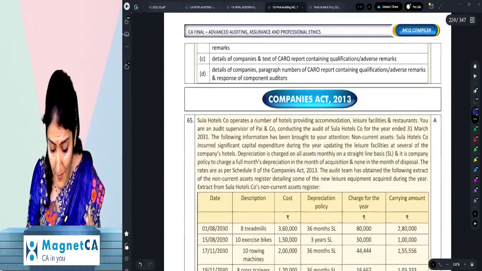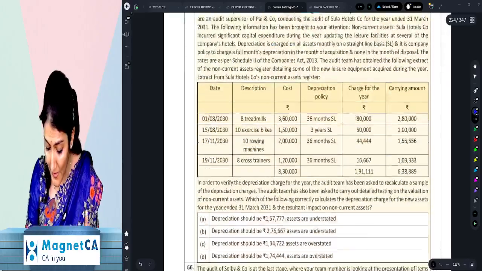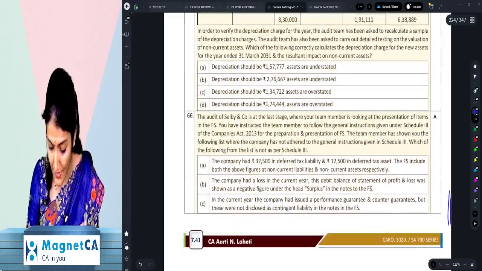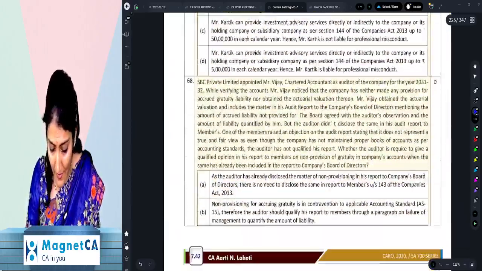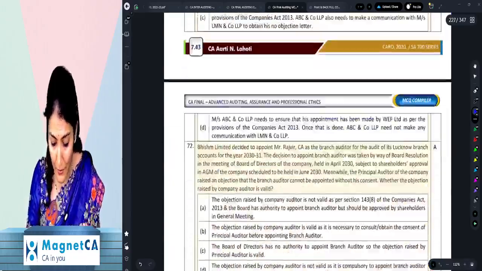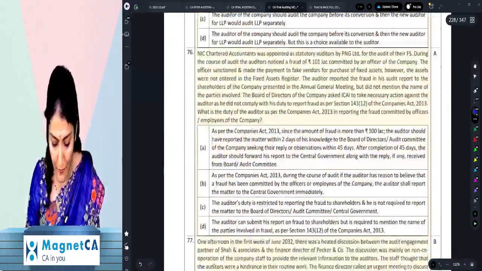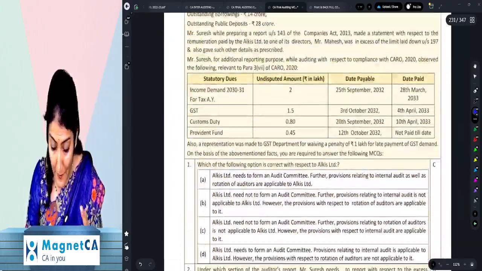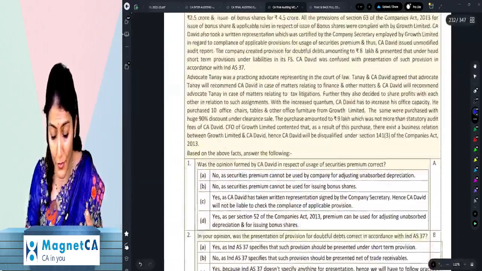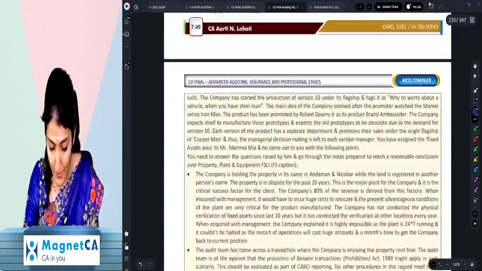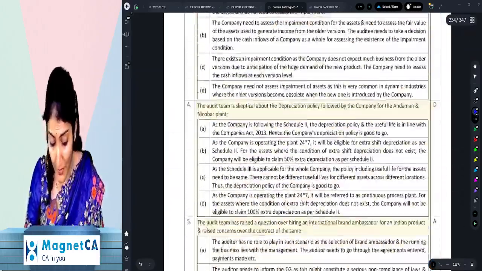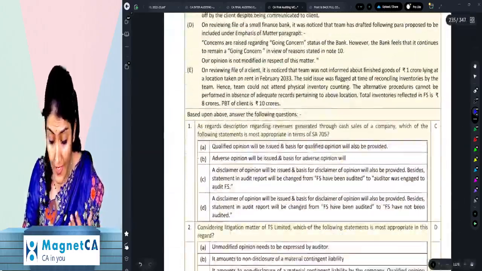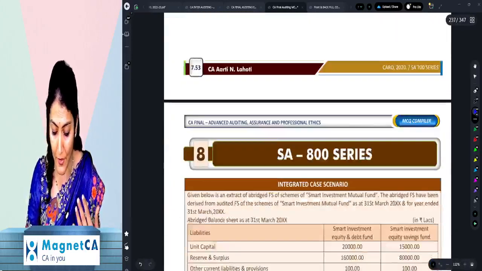Then after that, some Companies Act questions, like whether depreciation is overcharged or undercharged. Then again, some of the relevant questions regarding company law have been incorporated regarding the audit report. And then some integrated case studies relating to the CARO, the audit report, company law, right? So relevant to a particular chapter, those MCQs and integrated case studies have been put in that particular chapter.